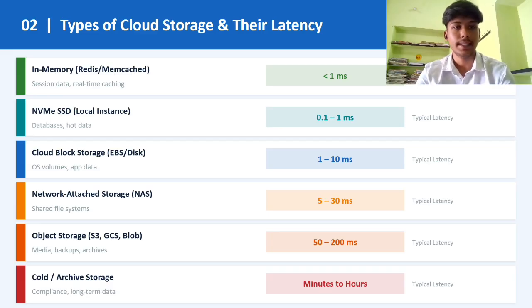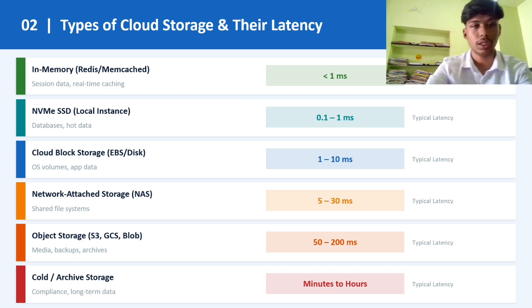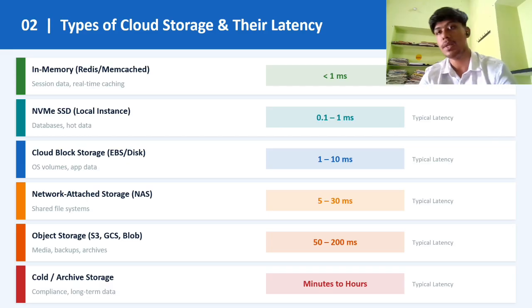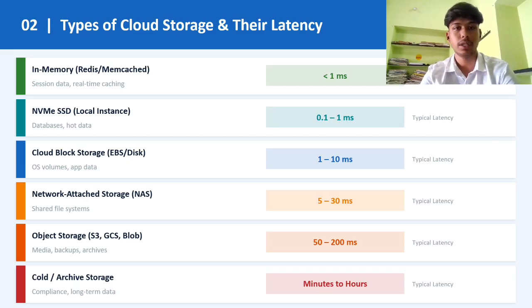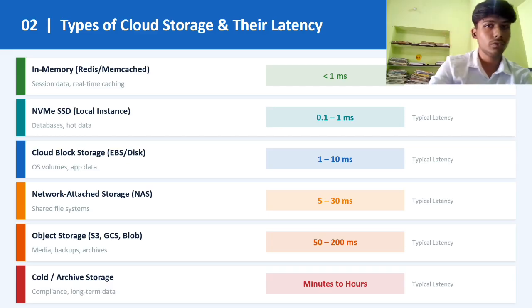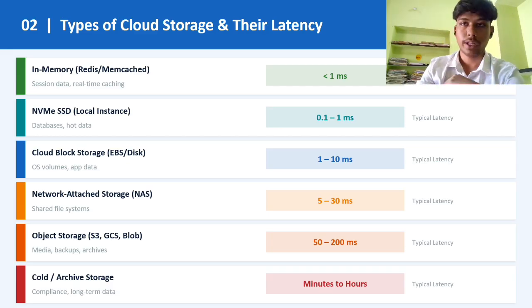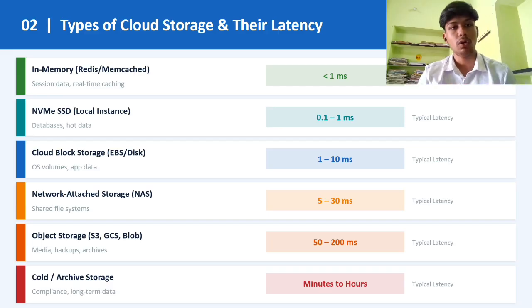So the key lesson here is that your choice of storage type has a massive impact on your application speed, and engineers have to carefully decide which data goes where, based on how frequently it is accessed and how fast it needs to be served. So these are the types of cloud storage and their latency. Now we are quickly going to look into how latency affects the application types.